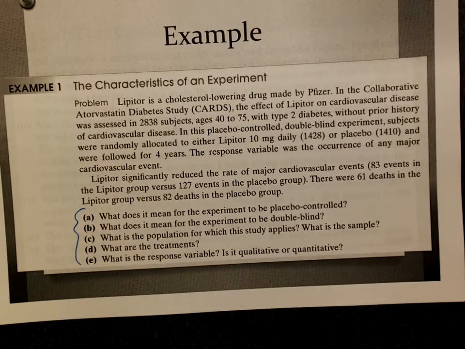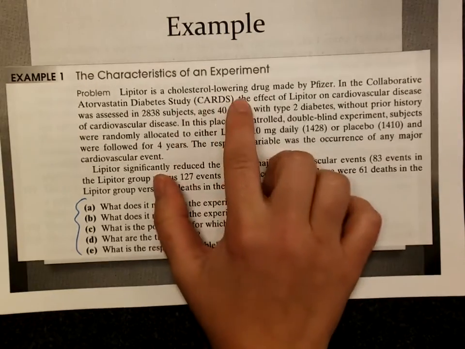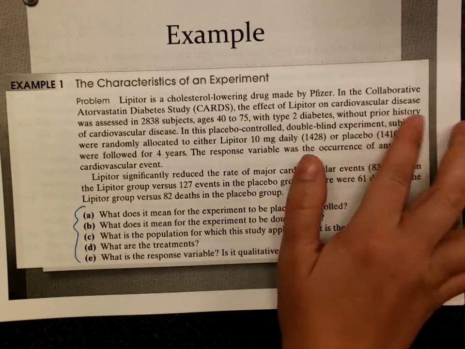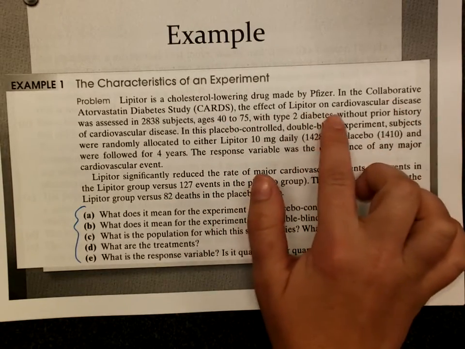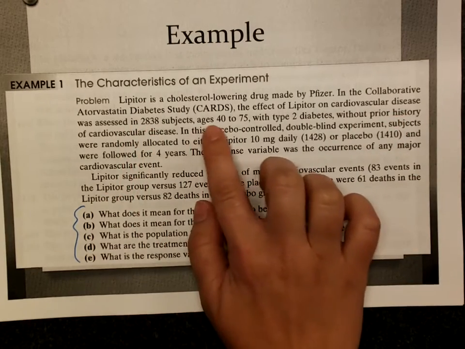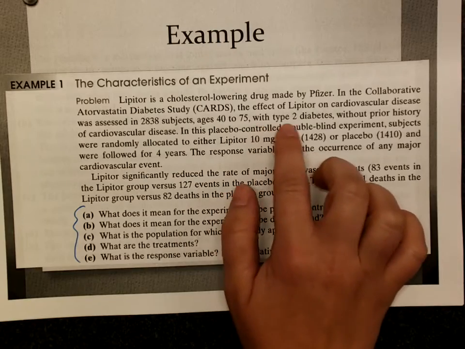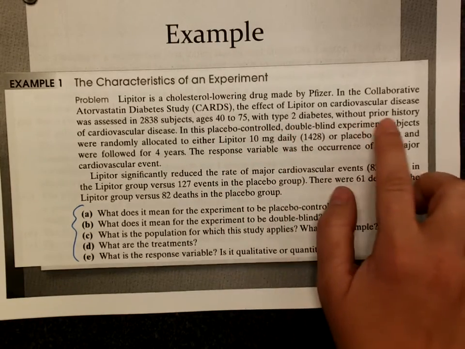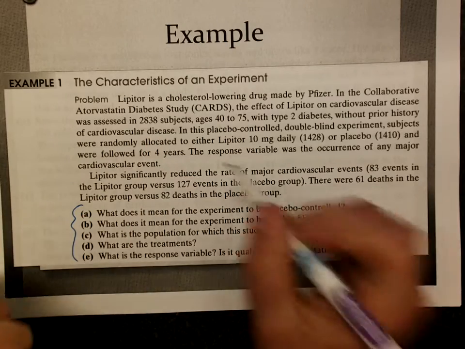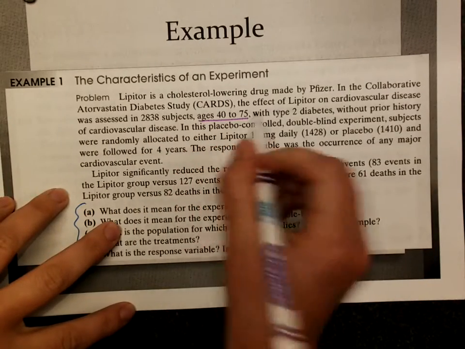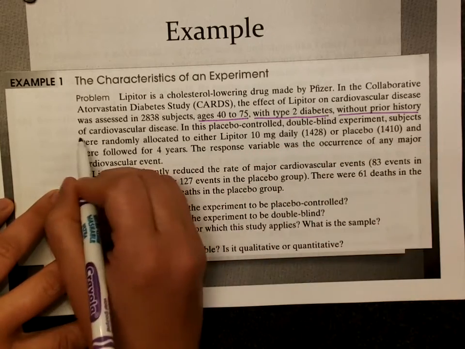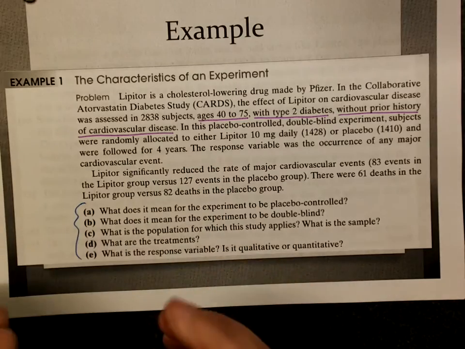So we have Lipitor, which is a cholesterol-lowering drug, and they're trying to study the effects of Lipitor on cardiovascular disease. They have these subjects, ages 40 to 75. They already have type 2 diabetes, but they do not have history of a cardiovascular disease. So it's a very specific population, very specific age group, with type 2 diabetes without prior heart disease. So a very specific group.